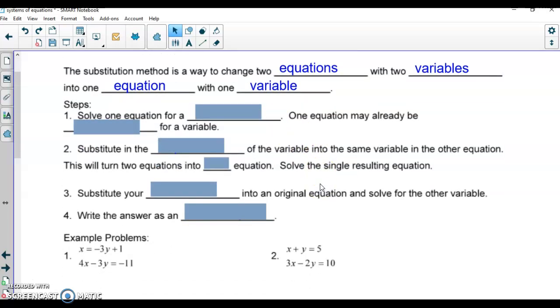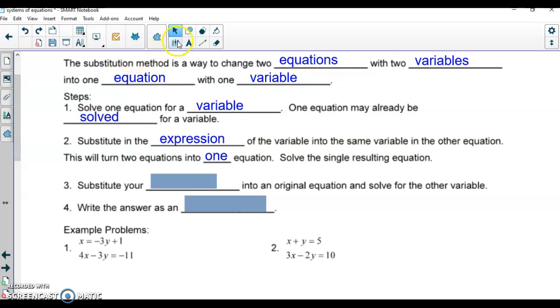So our steps in order to do so is to take one equation and solve for a variable. That equation might already be solved for that variable. Sometimes it is, sometimes it is not. You're then going to substitute that expression of the variable into the same variable in the other equation. This will turn two equations into one equation. So let's see what that looks like in example number 1.